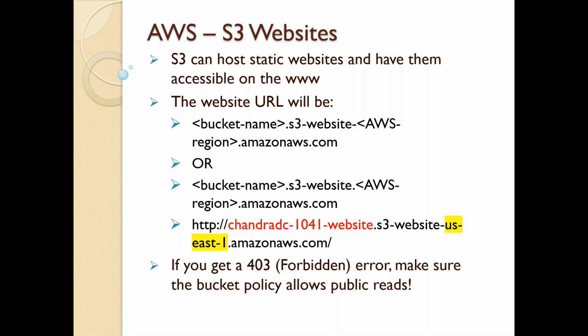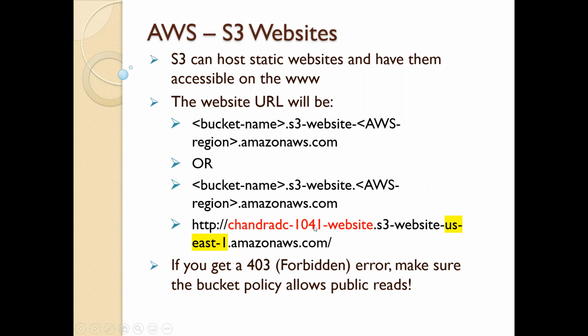Okay, let's go and see how to enable this static website and how we create our static website. S3 can host static websites and have them accessible over the internet. The website URL will be like this. Sometimes in the exam, they will ask about the URL also. This is how the URL will be: bucket name.s3-website, then the region name, and then amazonaws.com.